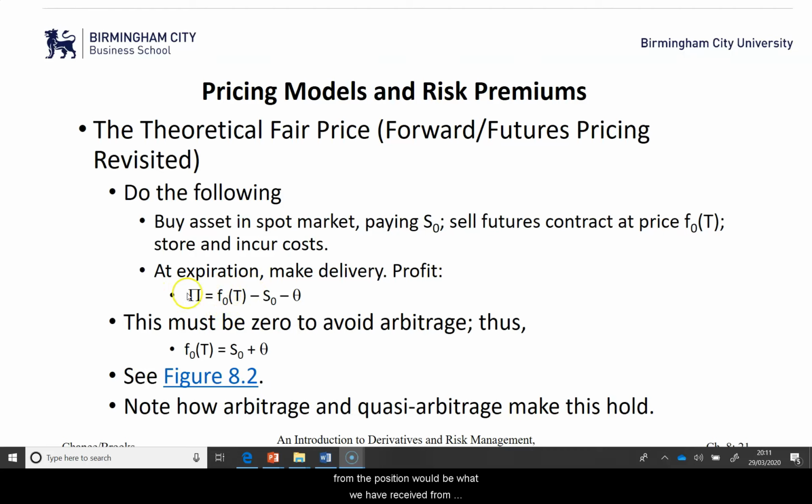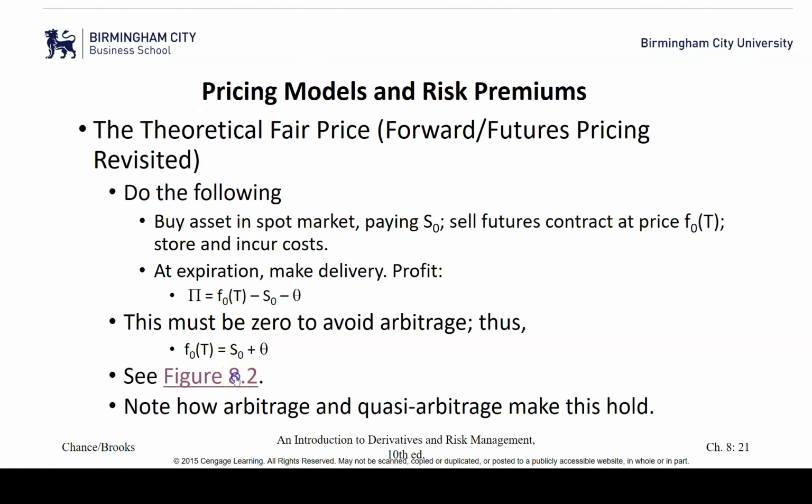So our profit from the position would be what we have received from the settlement of the future contract, that is the future price, minus the cost of buying the asset plus the cost of carrying the asset, that is the carrying cost here. Now if we set the profit equal to 0, we can see that the future price is equal to the spot price plus the cost of carrying. This is important because otherwise there will be opportunities for arbitrage.